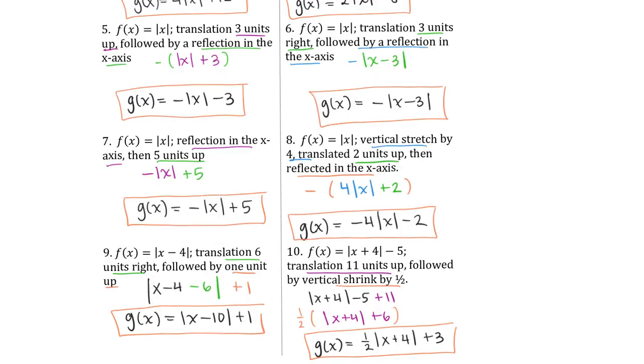Okay, go ahead and check your answers for 5 through 10. Again, look carefully at your negative signs, the numbers, the absolute value bar locations, and everything else.